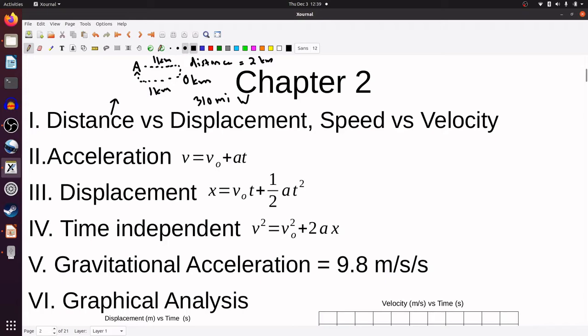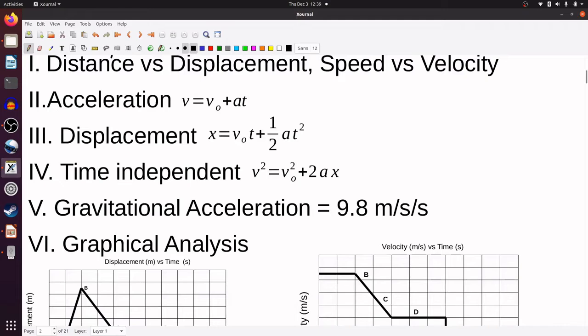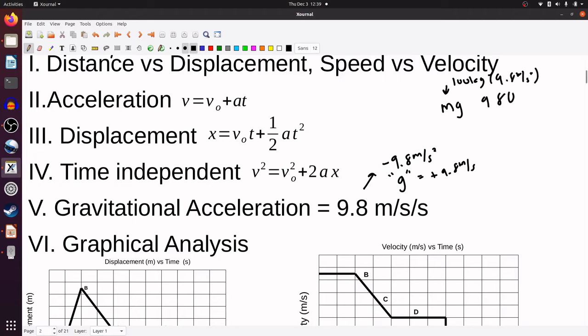Coming down here, acceleration. It is 9.8, but that's the magnitude. When we do problems, we'll substitute it as a negative 9.8 meters per second squared. Where you see a letter g, that value is always going to be equal to a positive 9.8. So like in the formula mg, if your mass is 100 kilograms, you just take 100 times a positive 9.8 and you get 980 newtons.